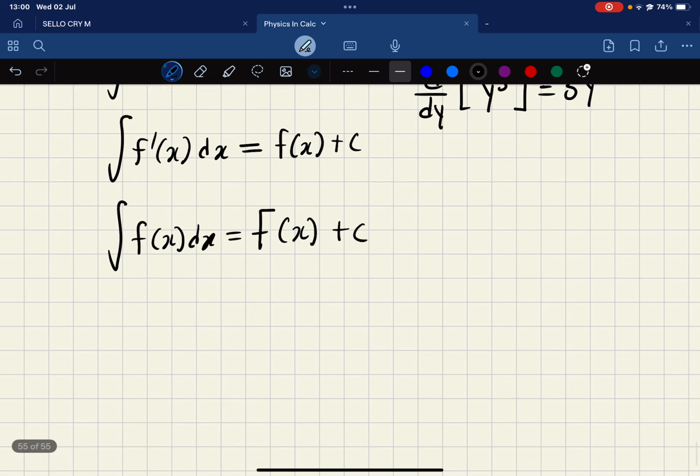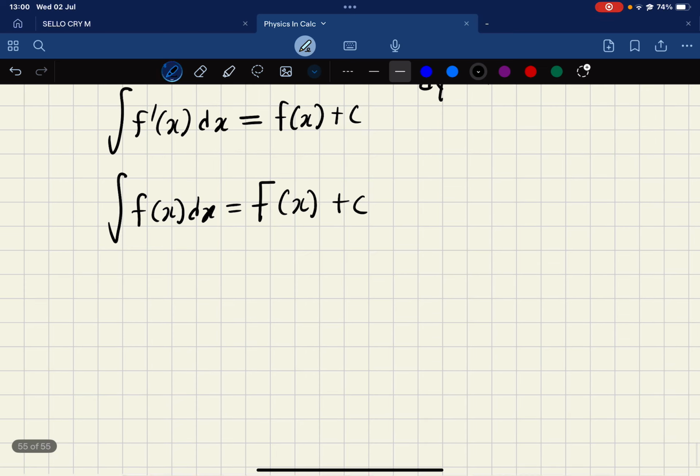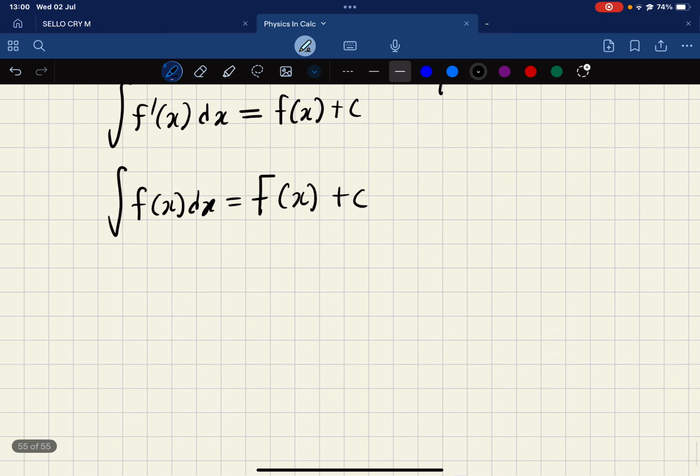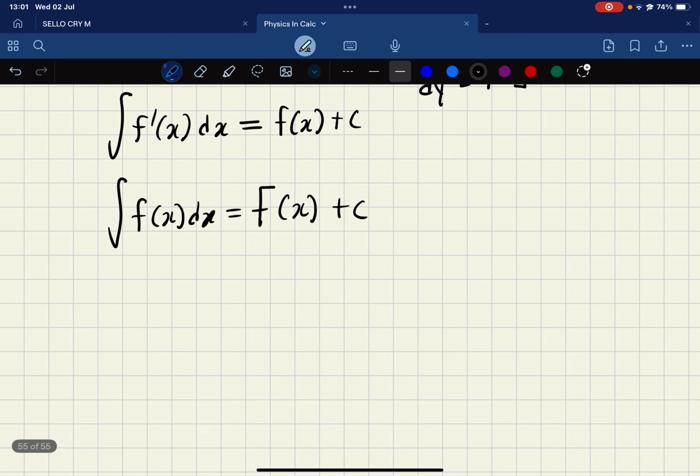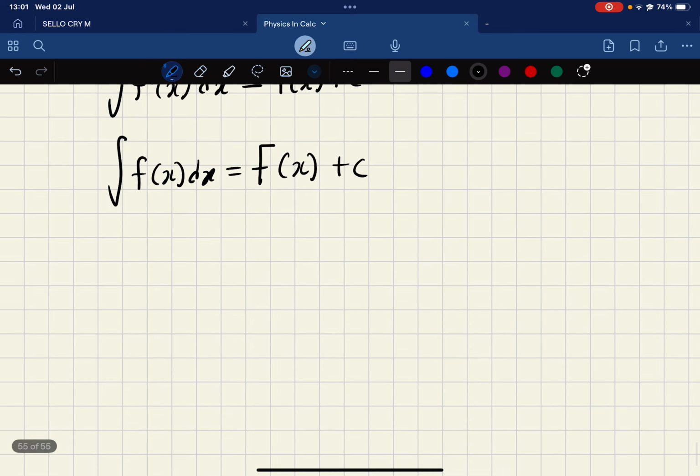So I think now you are asking yourself why I say plus c. Let me show you why I say plus c. That c is very much important in this concept of integration. Before I tell you why I say plus c, let me show you another concept.